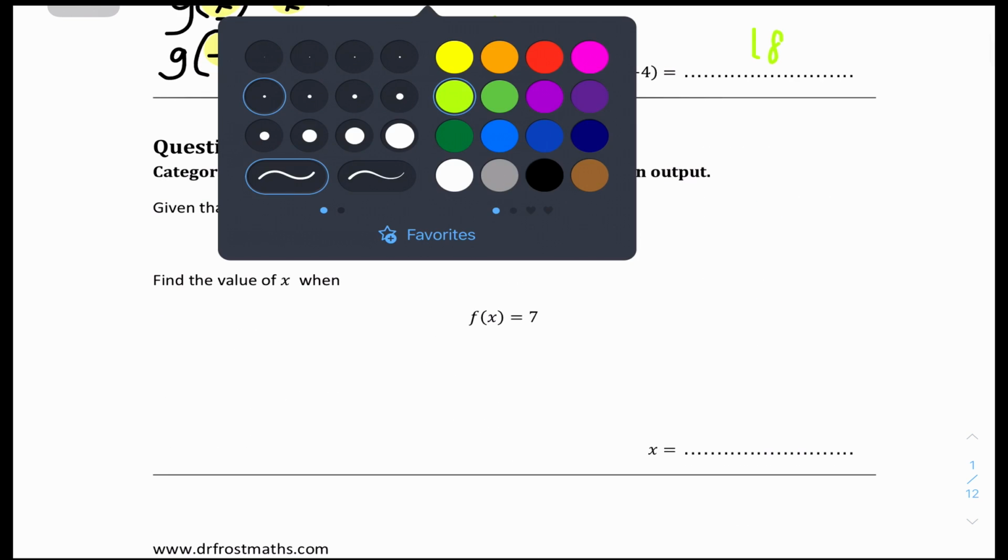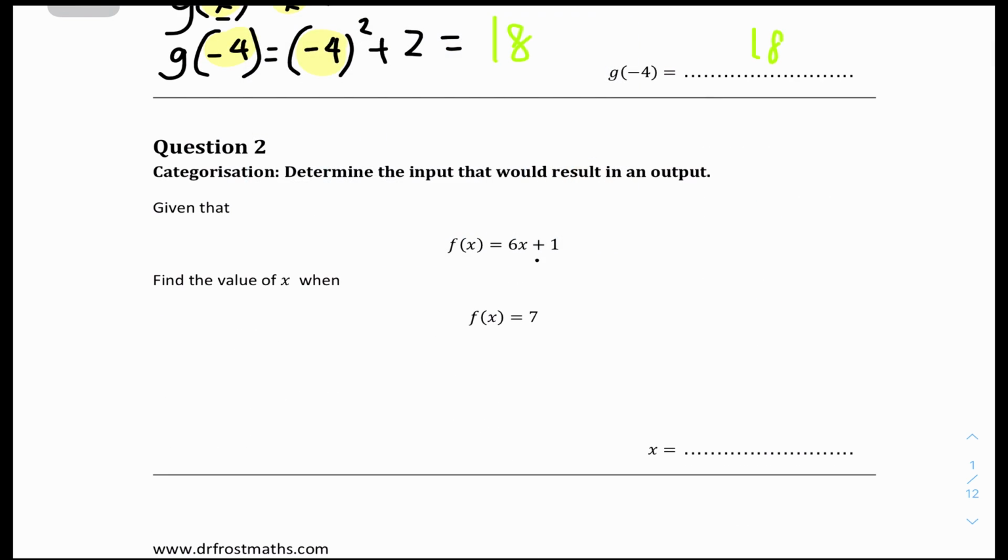And number 2, given that this f of x function is 6x plus 1, find the value of x when f of x equals 7. So what you have to do is just replace this f of x by 7 right here, and then you equate them to 6x plus 1. So it'll be 7 equals 6x plus 1, as this is f of x as given here.